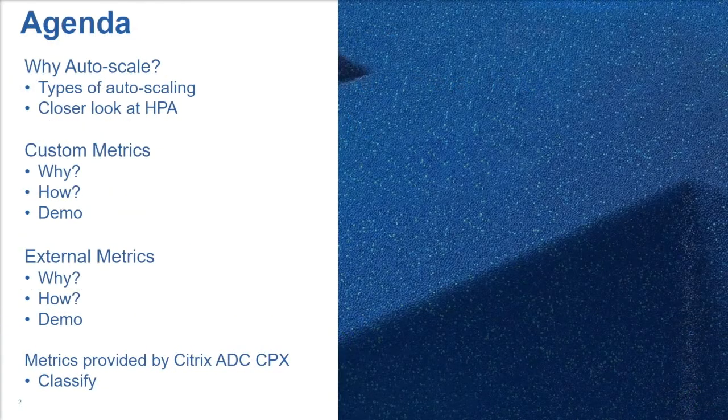Let's have a quick look at the agenda. We'll start off by understanding why autoscaling is important, followed by types of autoscaling in Kubernetes with a closer look at horizontal pod autoscaler, which is HPA in short. Next, we'll talk about custom metrics, why do we need it, how we can use it, closing that with a demo. Similarly, we'll have a look at external metrics. Finally, we will end the session with a quick look at the metrics provided by Citrix ADC.